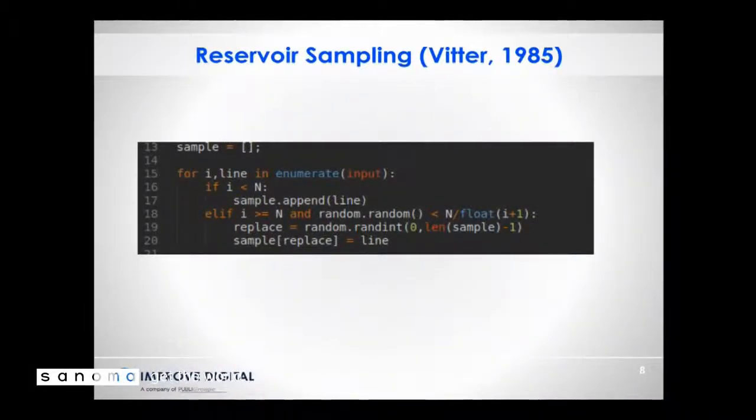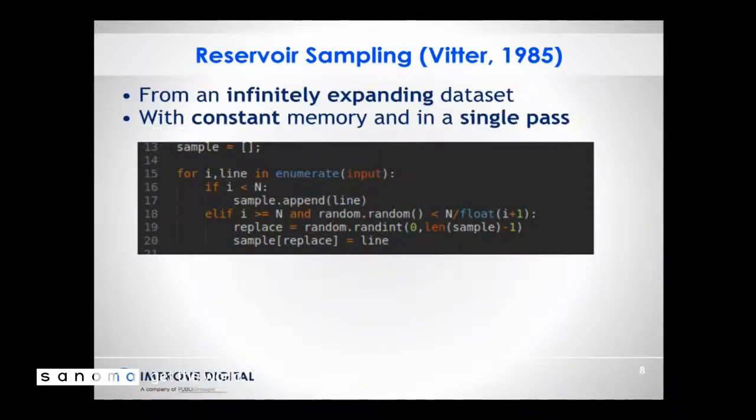Yes, that's a very valid point, and it turns out that sampling for an infinitely expanding data set with constant memory and in a single pass is not that hard, after all. It's a very known problem. It has been addressed in literature since the 80s with techniques such as reservoir sampling that are very simple and very effective.